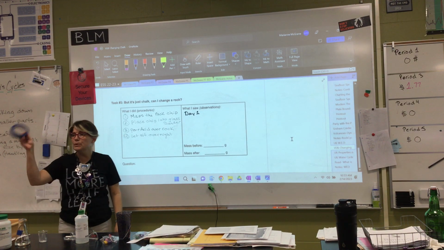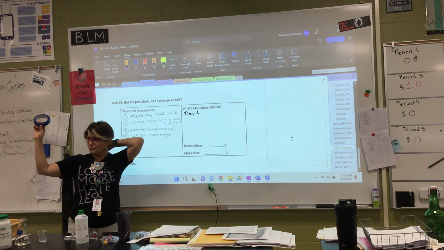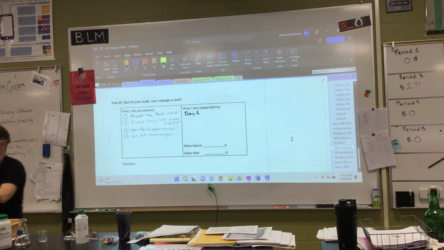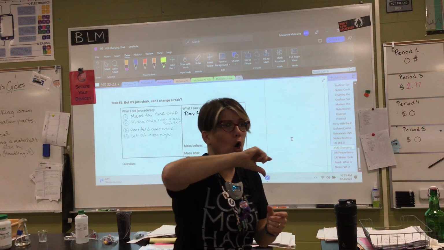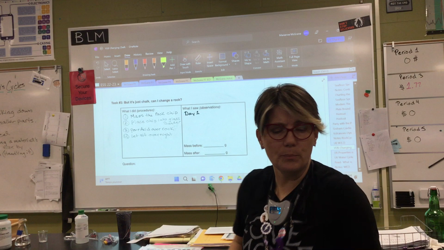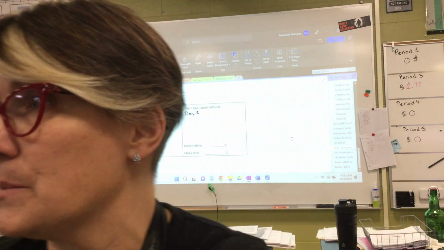I need somebody to please walk this around and give every group a little piece of tape. Who would like to do that? Right. If you could please just give every group a little piece of tape so that they can write that on there. Please go to your lab tables and go ahead and have somebody open up that little plastic jar and mass out. Get your mass in grams, okay?